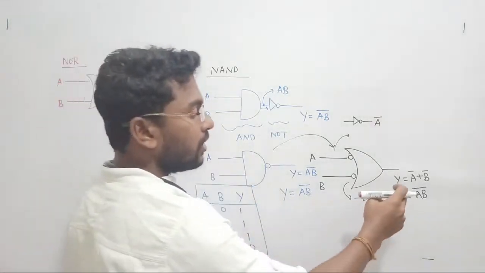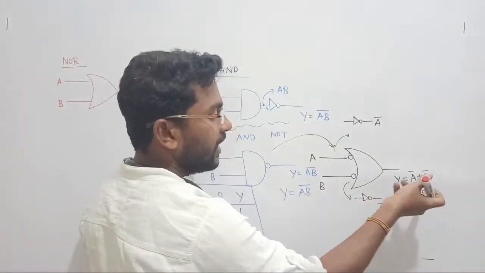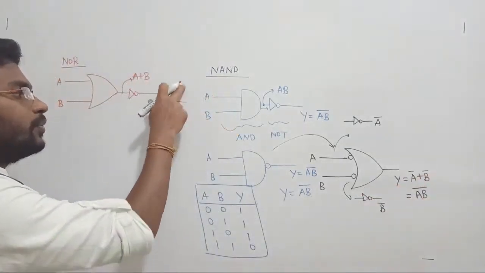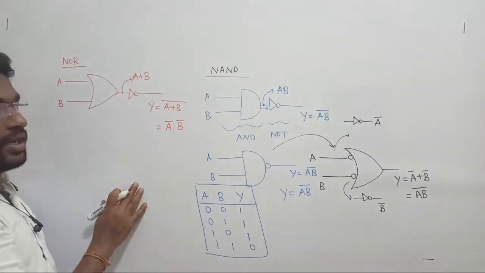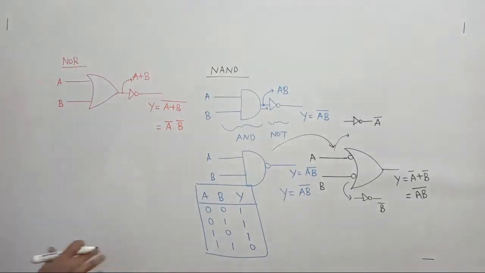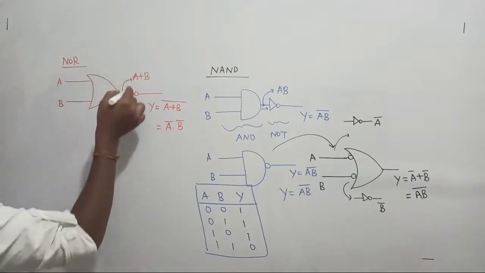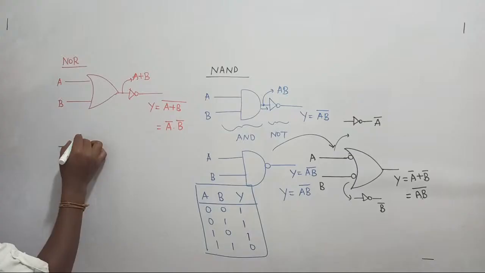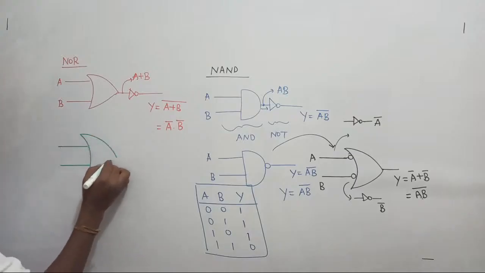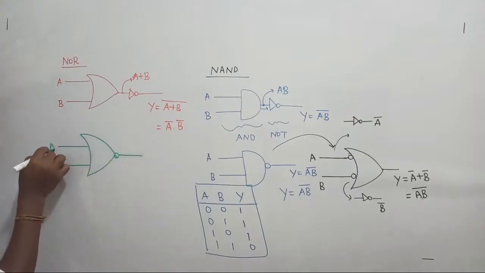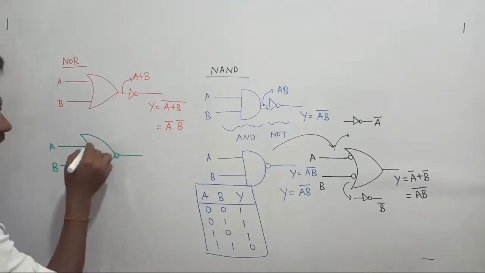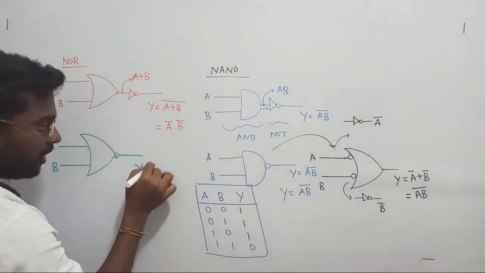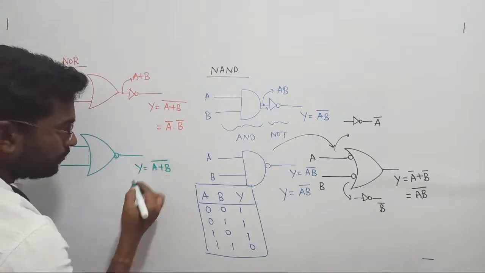So the conclusion is what? A bar plus B bar can be written as A dot B whole bar, right? A plus B whole bar can be written as A bar dot B bar. That is De Morgan's law, right? Anyway, first I will complete this one. Since we are performing NOR operation, this gate can be realized as, you can redraw the circuit like this. If I pass A and B through the NOR gate, then output will become A plus B whole bar.